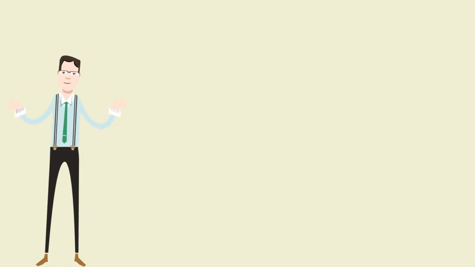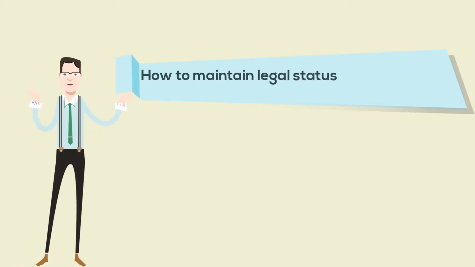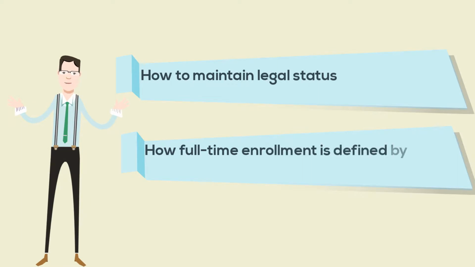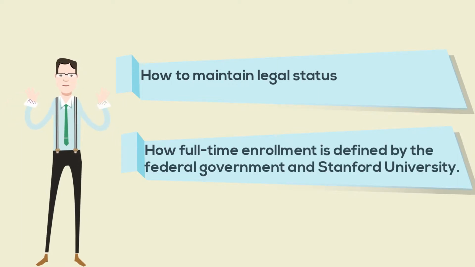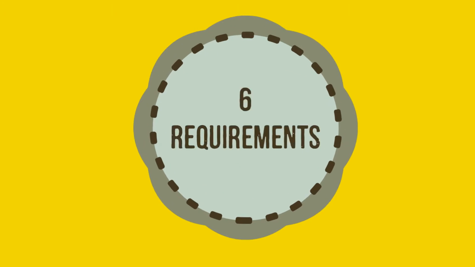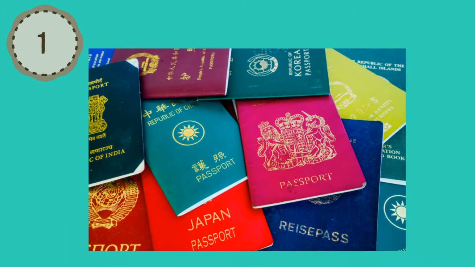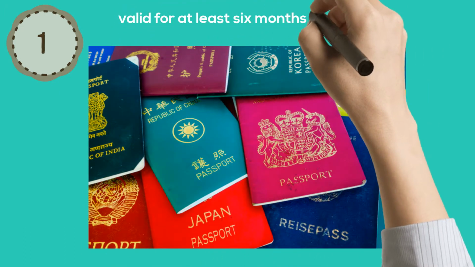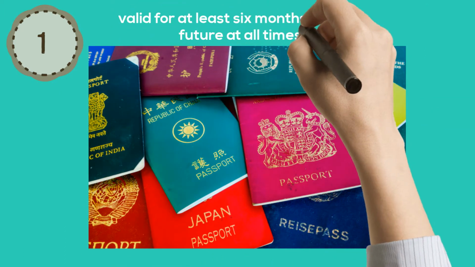This video will cover how to maintain your legal status and how full-time enrollment is defined by the federal government and Stanford University. In order to maintain your legal status in the U.S., you must do the following 6 things. Number 1. Have a valid, unexpired passport at all times. Make sure your passport is valid for at least 6 months into the future at all times.